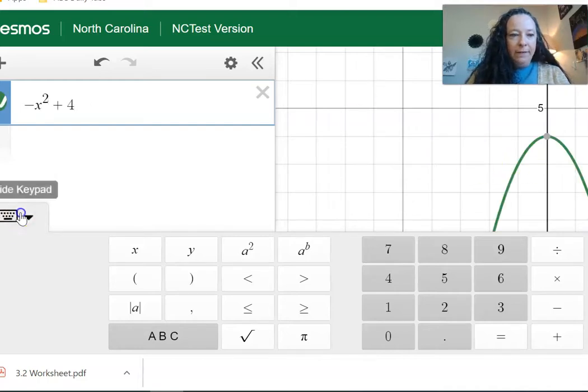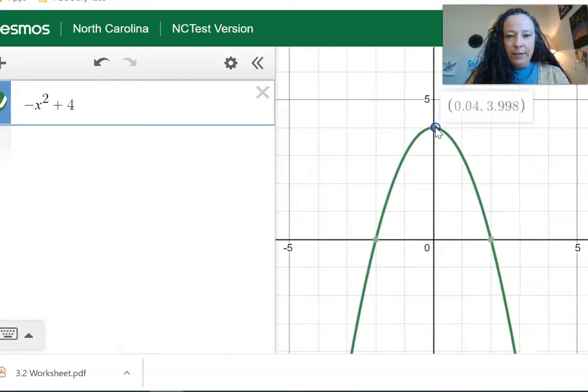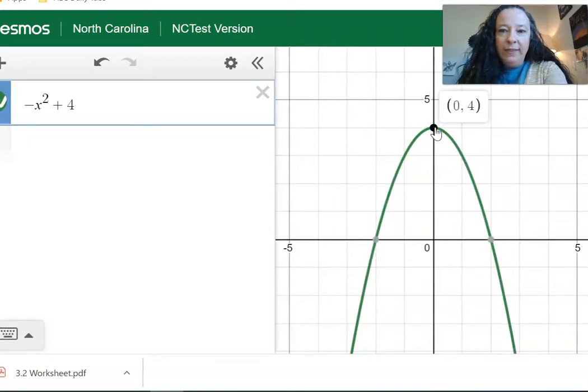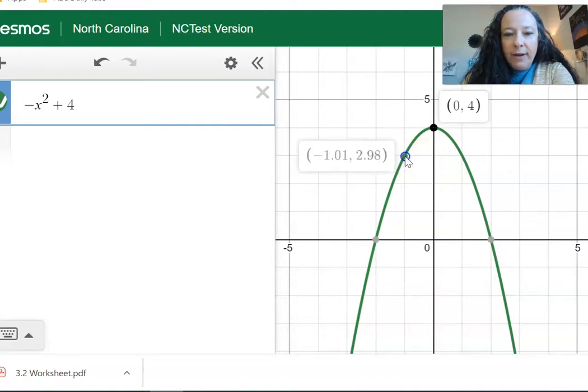All right, so I have this one, and I've got my piece of paper where I've written this down, and I'm going to write down that the vertex for this one is 0, 4, it's opening down, and A is -1, so I know I'm going to have the point -1, 3, and 1, 3. Okay, so I'm going to write those down on my own sheet of paper.